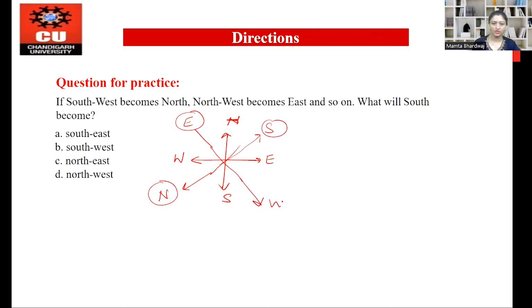And this becomes west. So what will south become? In the correct map, south is here. But now, as this direction is in between north and west, this becomes northwest. This direction becomes northwest, so northwest is the correct answer. Now, south becomes northwest in the incorrect map.